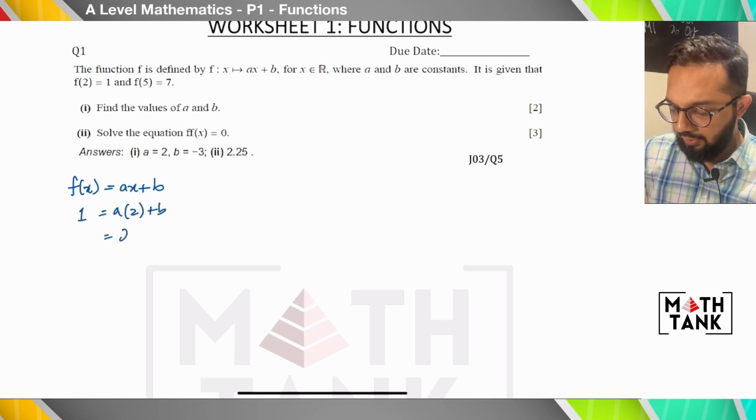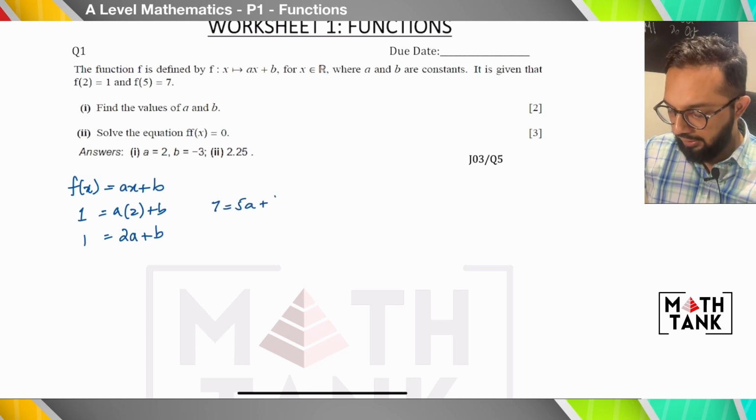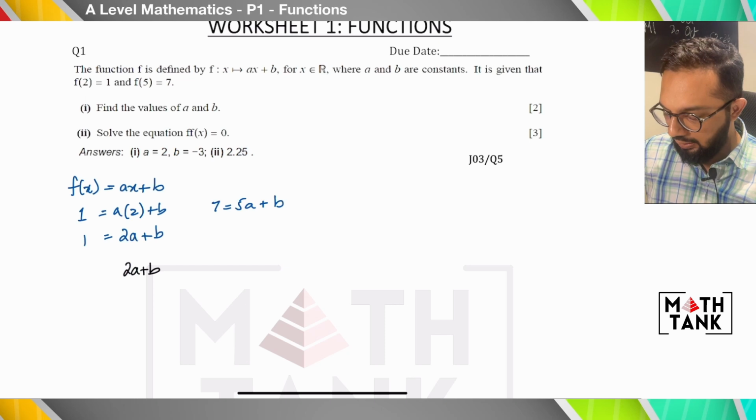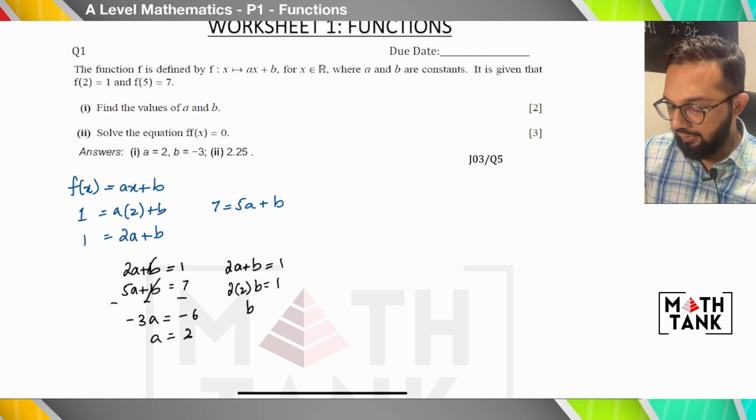So I get one equation that goes 2a plus b equals 1, and I can make another equation that is 7 equals 5a plus b, and I can solve these simultaneously. Of course, when this question is on the exam, the examiner would expect you to solve simultaneously before coming up with an answer. So I subtract, these cancel out, and it gives me minus 3 equals minus 6. A is therefore equal to 2, and b is therefore, from 2a plus b equals 1, b equals minus 3.